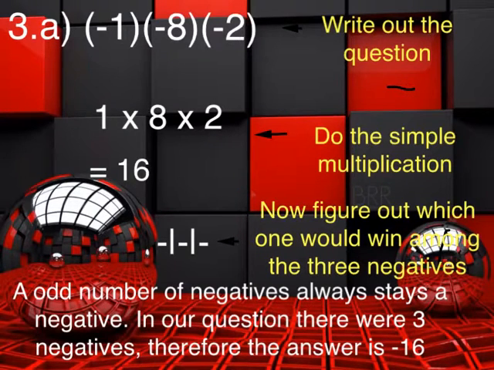Now we are going to go back to the question, and we're going to see what integers they had in front of the numbers. The first number had a negative, the second number had a negative, and the third number had a negative as well. So three negatives would be a negative, because an odd number of negatives always stays a negative. In our question, there were three negatives, therefore the answer is negative 16. If you were to have two negatives, that would equal a positive because it's an even number of negatives. So now that we have three negatives, that will equal a negative because an odd number of negatives always stays a negative.